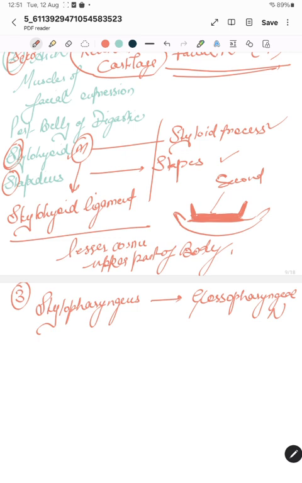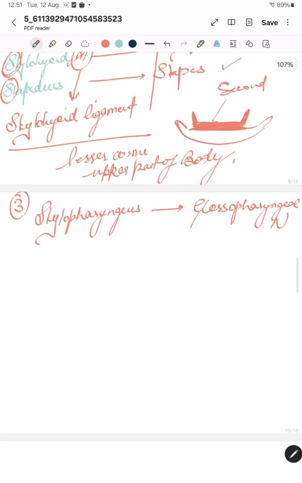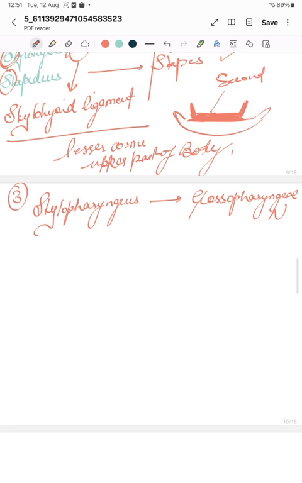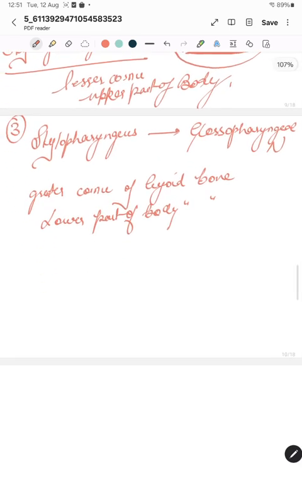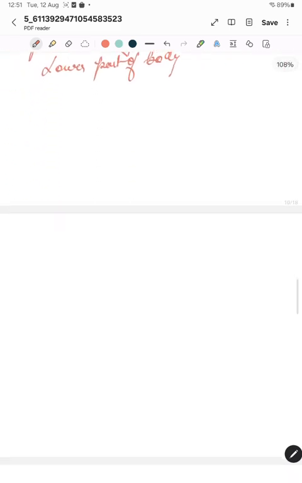So glossopharyngeal nerve is a nerve of the third arch. The muscle of the third arch is stylopharyngeus. And we have already seen which part will be derived: the greater cornu of the hyoid bone and the lower part of the body of the hyoid bone. Okay. So it's easy. Now the fourth one and the sixth one.